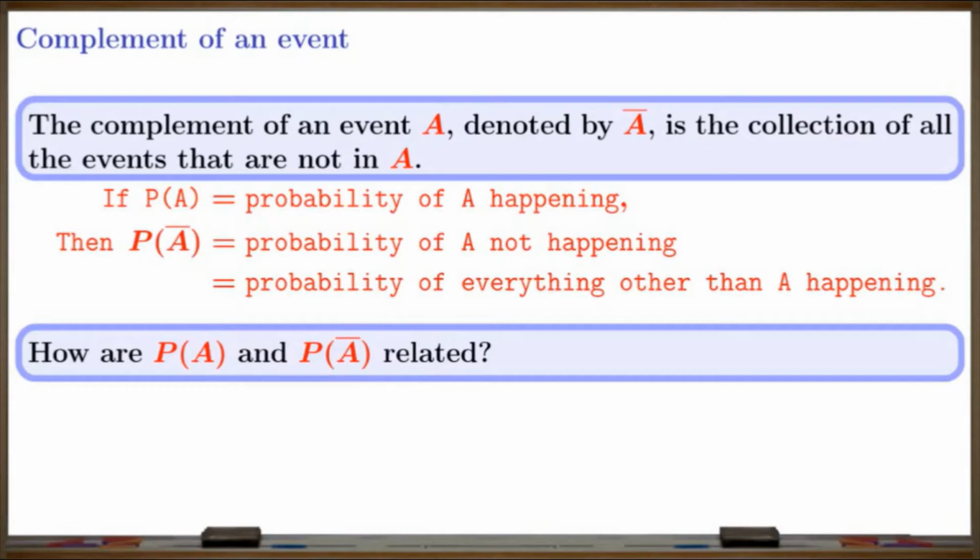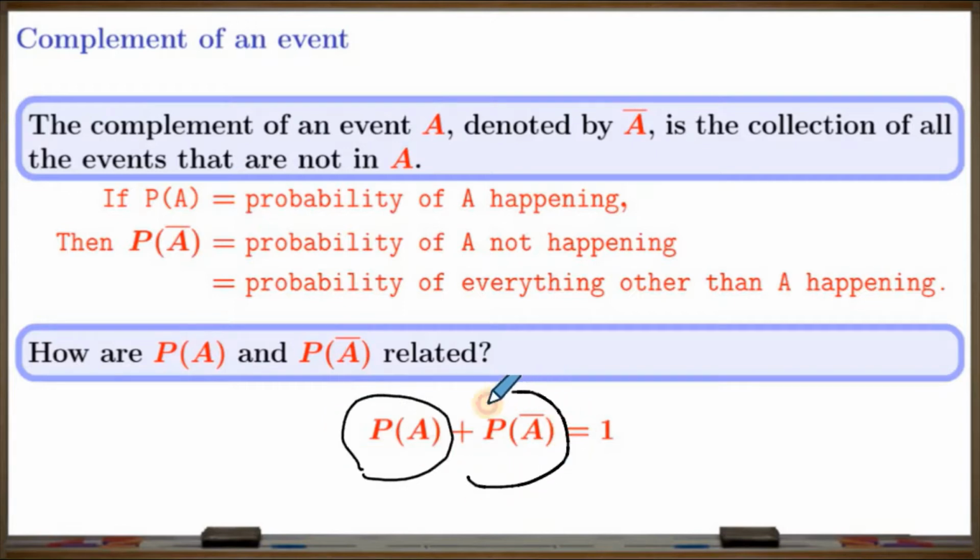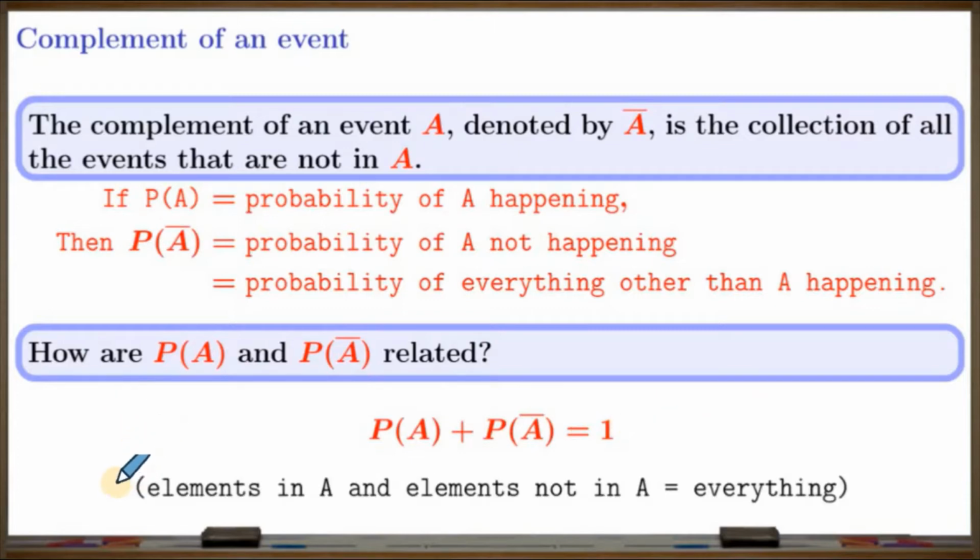Now the question is, how are probability of A and probability of A complement related? The relationship of probability of A and probability of A complement is this. The sum of probability of A and probability of A complement is equal to 1. So basically, elements in A and elements not in A equal everything.